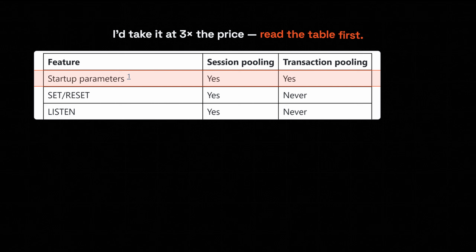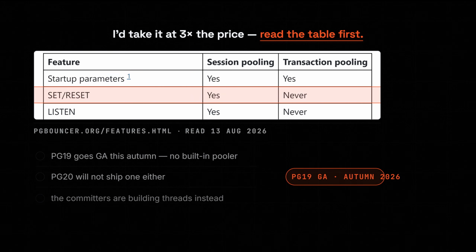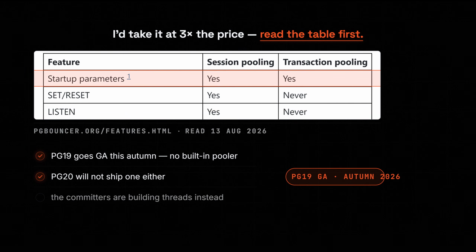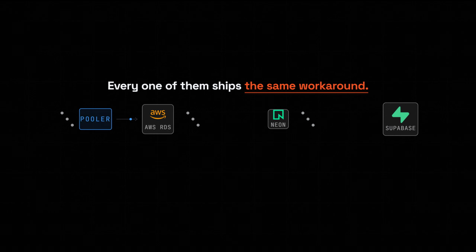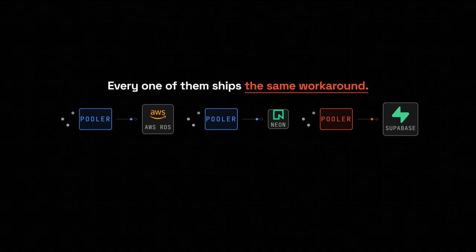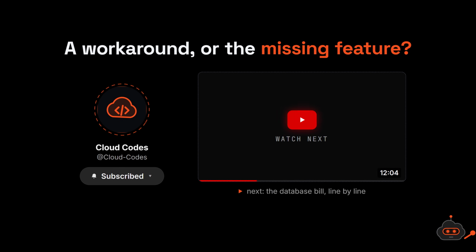I would still take the pooler at 3 times the price, but read the feature table before you flip the mode. And a bet you can hold me to. Postgres 19 goes generally available this autumn with no built-in pooler, and 20 will not ship one either, because the people who could build it are building threads instead, which leaves the question I actually want answered. The major managed providers all ship a pooler in front of Postgres as standard now, so at what point does the patch stop being a workaround and start being the missing feature?